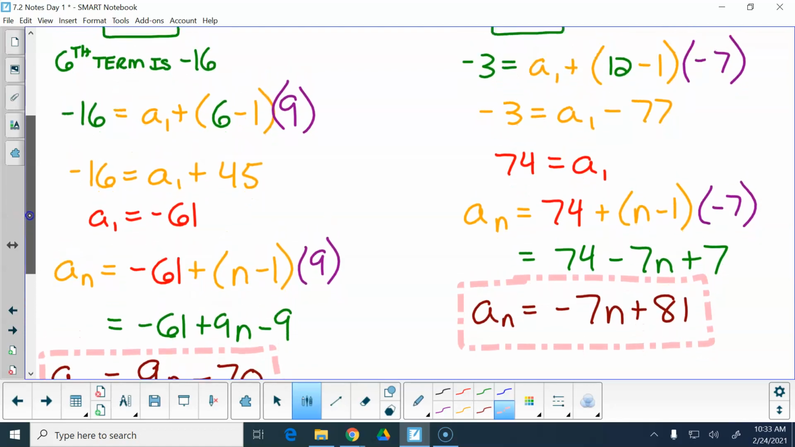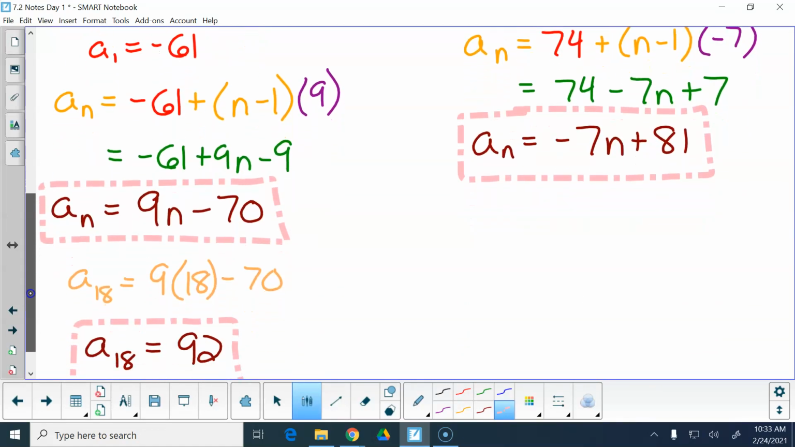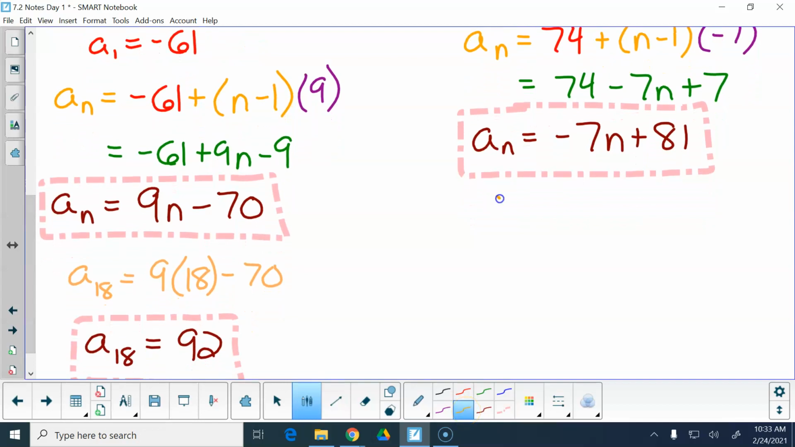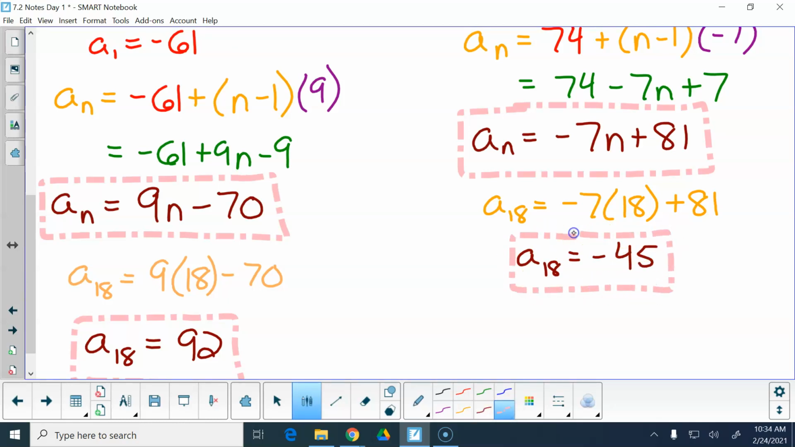Finding the 18th term, right? 18, yep, 18th term then. Negative 7 times 18 plus 81 should give me negative 45. Yes? Love it. Okay.